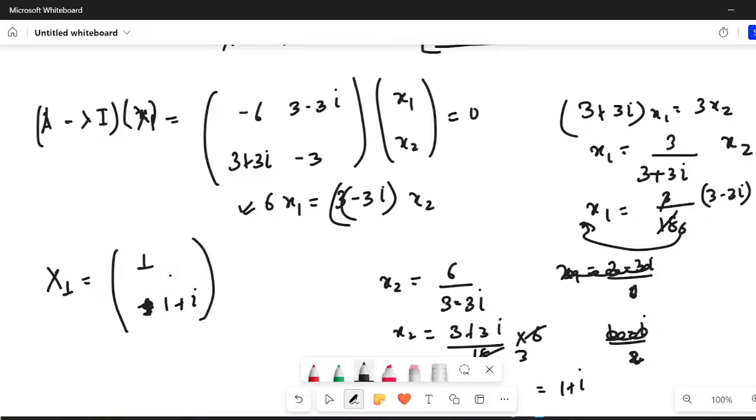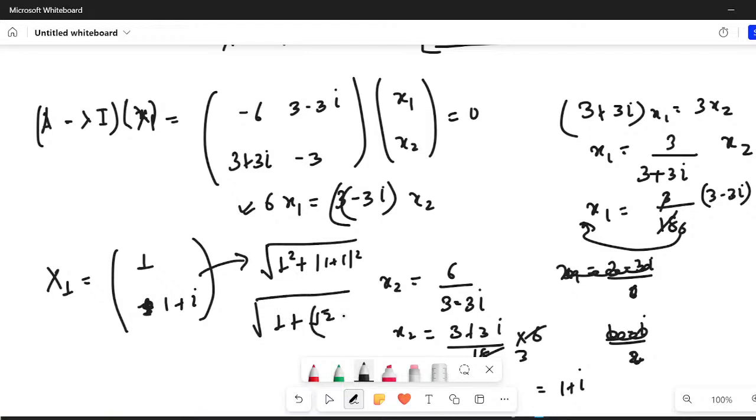Okay, and let us try to normalize it also. In order to normalize it, I have to divide it by root over 1 square plus mod of 1 plus iota square. Please remember this is mod. So root over 1 plus, mod of 1 plus iota is root 2, and root 2 square is 2. So if I have to normalize it, then the eigenvector corresponding to lambda equal to 8 will be 1 upon root over 3 times 1 plus iota. I hope it is clear.